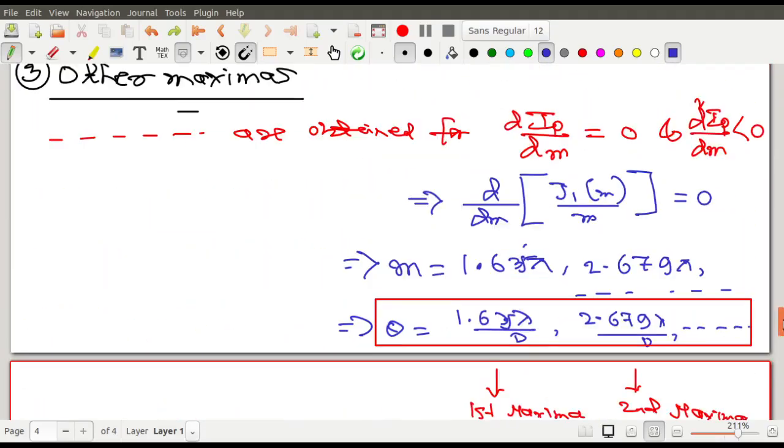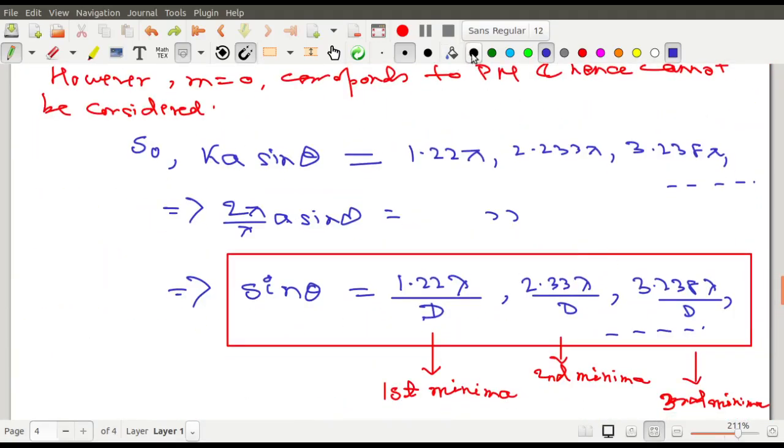So know this much. And what will be most useful to me, whatever I will need the most in this class, I will do that in this class itself. It is this expression, this is what I will require next. This 1.22 lambda will be useful to me, and this is the position of the first minima. Now I will start the discussion on resolving power, where you will see that 1.22 lambda has a good amount of role to play, okay?